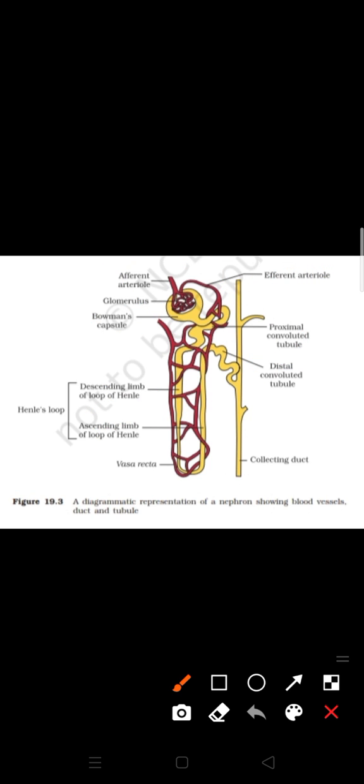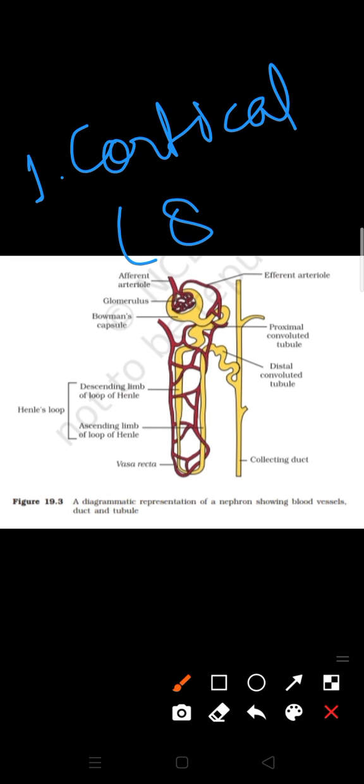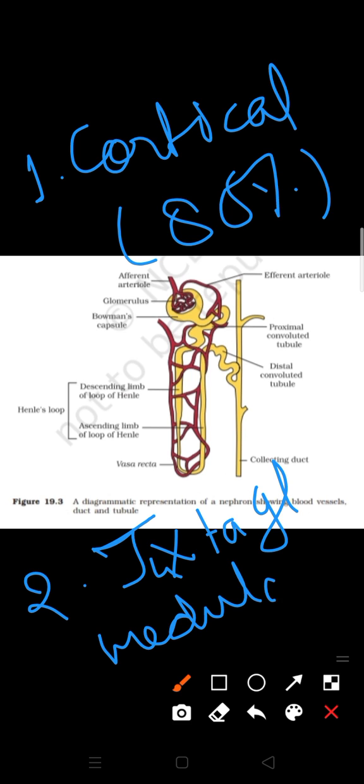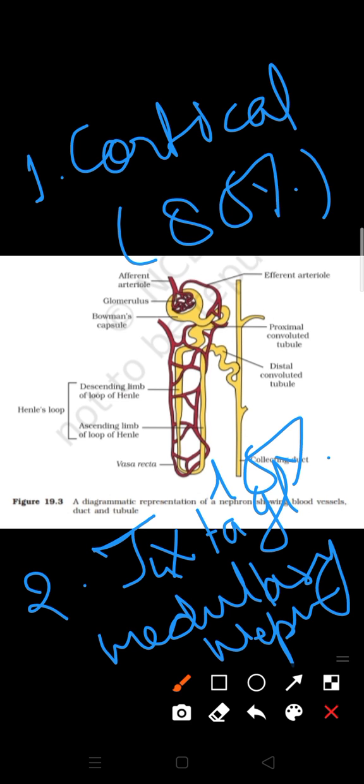Basically, two types of nephrons are present in the kidney. The first type is known as the cortical nephron, which covers about 85% of nephrons, and the second type is known as the juxtaglomerular nephron or juxtamedullary nephron. Okay, so two types are there. It covers approximately 15% of the nephrons. These two types of nephron show structural and functional differences.